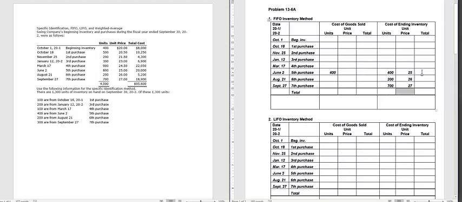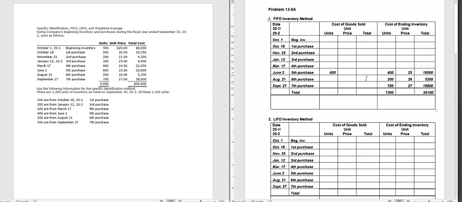So 400 times 25 is 10,000, and then 200 times 26 is 5,200, and 700 times 27 is 18,900. So that gives us a total of 1,300 units in ending inventory. So the total cost of all these units is 34,100. Now we'll come over and figure out the amount of cost of goods sold.